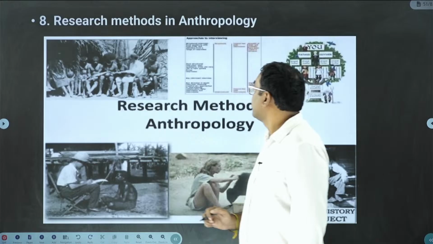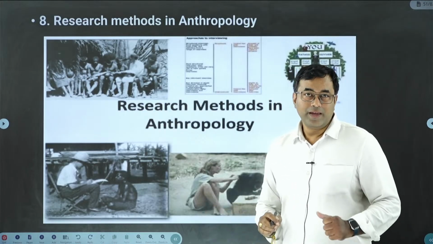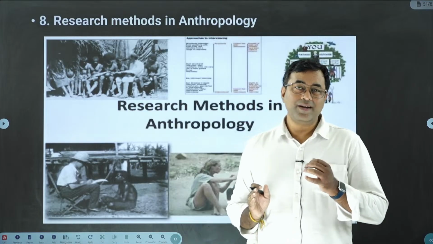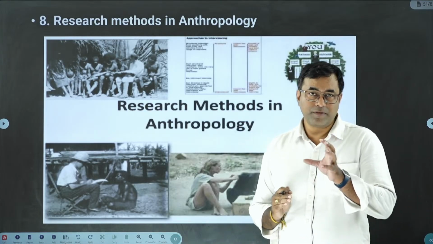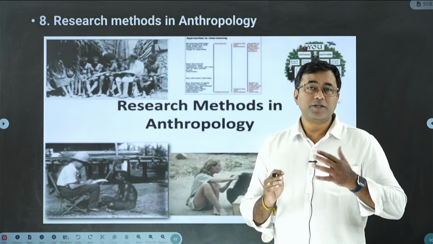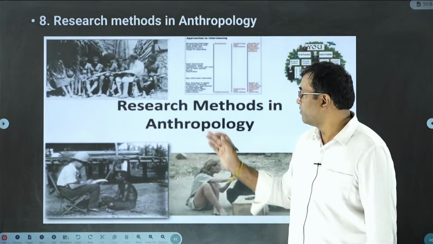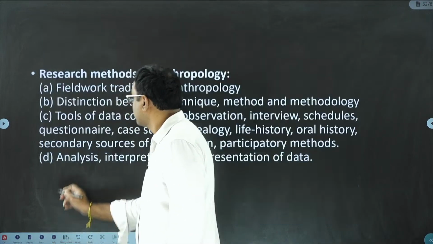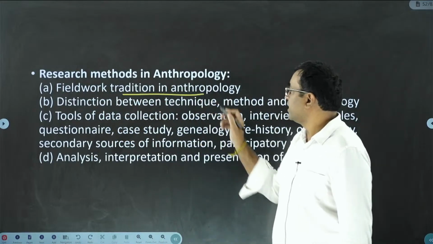Next one is research methods in anthropology. So every discipline has certain research methods. In that research methods, we will try to understand what are the different types of concepts can be understood in a much better manner with the help of research methods. Anthropology is also having different types of research methods. So for example, fieldwork tradition in anthropology.